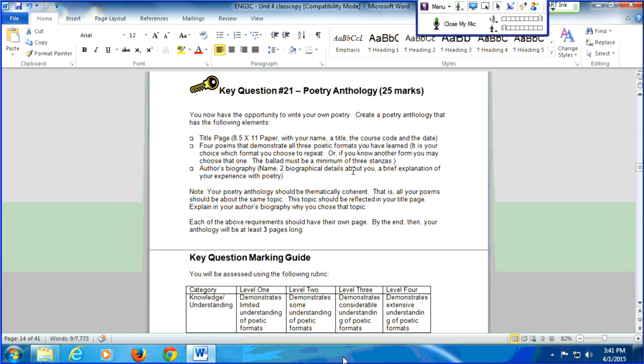No, you have to write these poems. You can't just find them online. You actually have to write these poems. So it's your choice between poems. You must have one poem of each type plus one that repeats. One that repeats is your choice. Or if you know another form you may have learned somewhere else, you can use that as well. Now, the ballad you do must be a minimum of 3 stanzas.